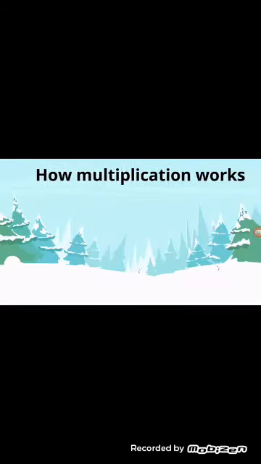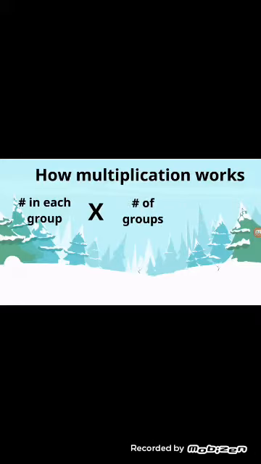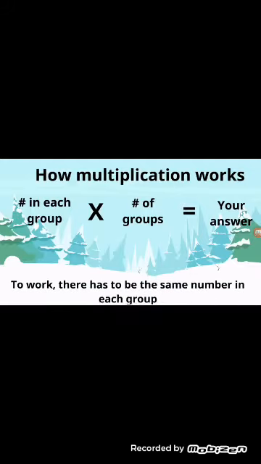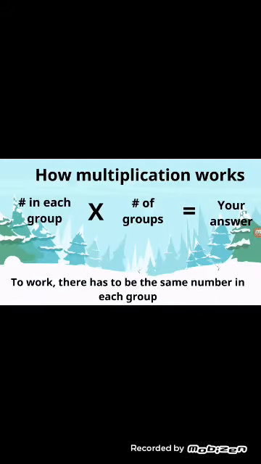Okay, so here is how multiplication works. We put the number that's in each group, and then we put this X, which means times, and then the number of groups. So that tells us how many times that number is going to show up, and then we add them all together, and you've got your answer. Isn't that cool? And just a side note, to work, there has to be the same number in each group.